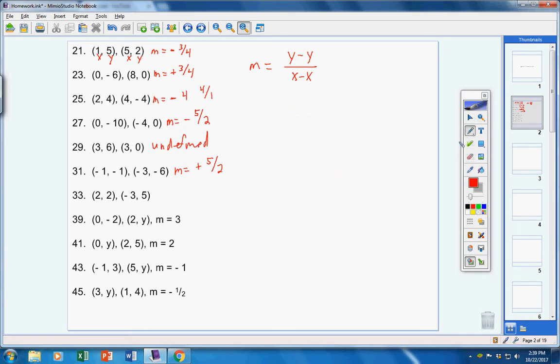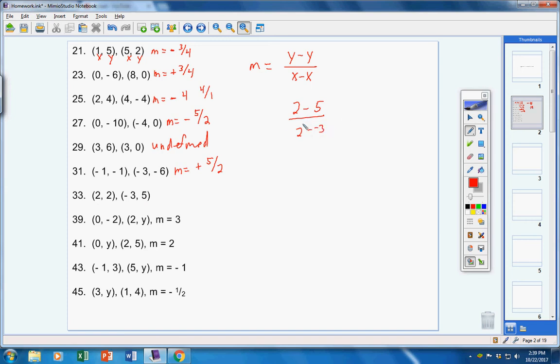Alright, now number 33. My first y is 2, my second y is 5, my first x is 2, and my last x is -3.